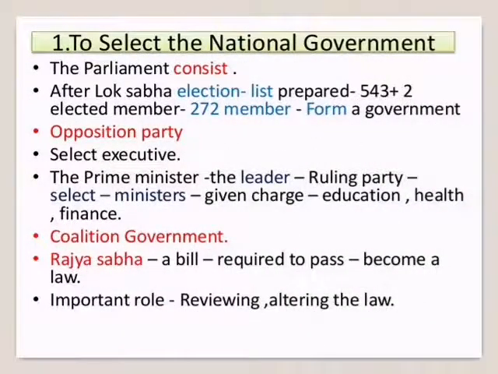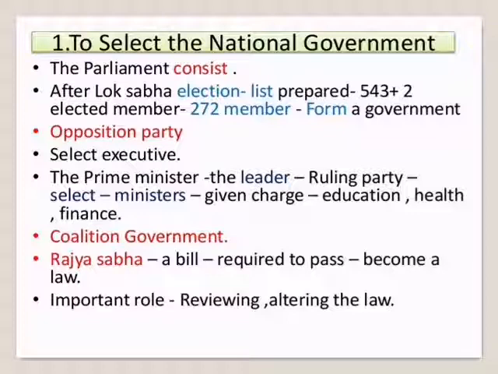The first important function of the parliament is to select the national government. The parliament consists of two sabhas, Lok Sabha and Rajya Sabha. There are 545 members in Lok Sabha. Out of these 545 members, 543 members are elected members and 2 are nominated members. The party which is getting the majority members, that is majority MPs, that is 272 MPs, that party will form the government. Other parties will remain as opposition parties.